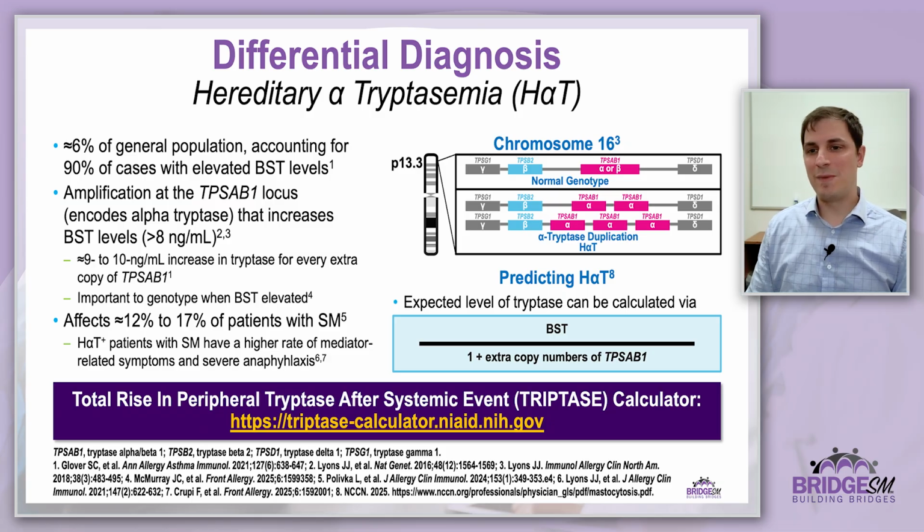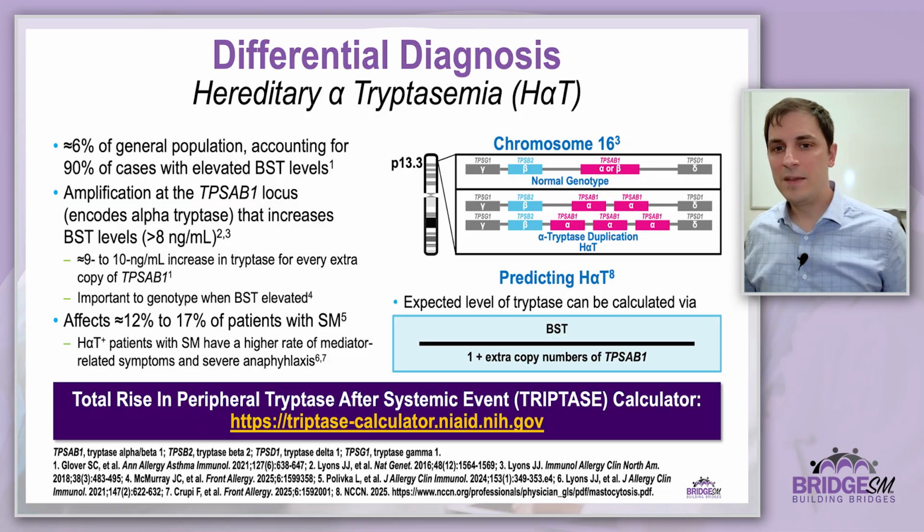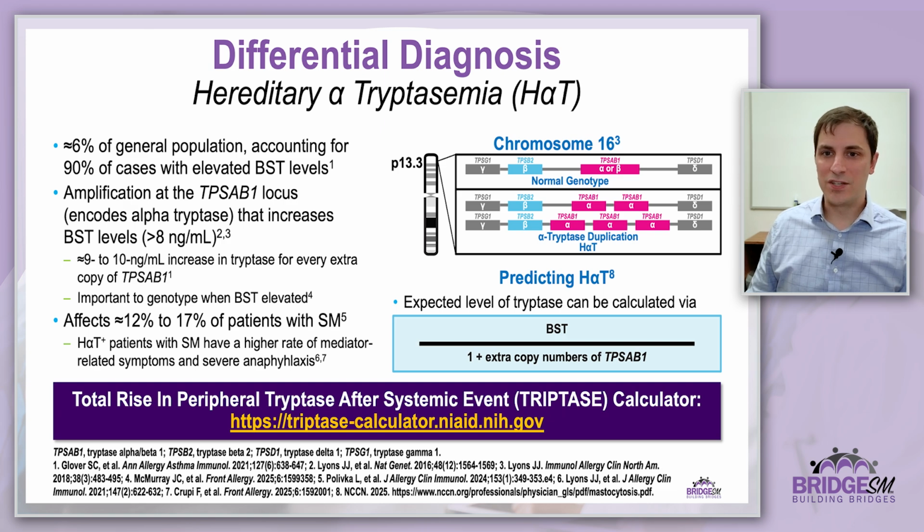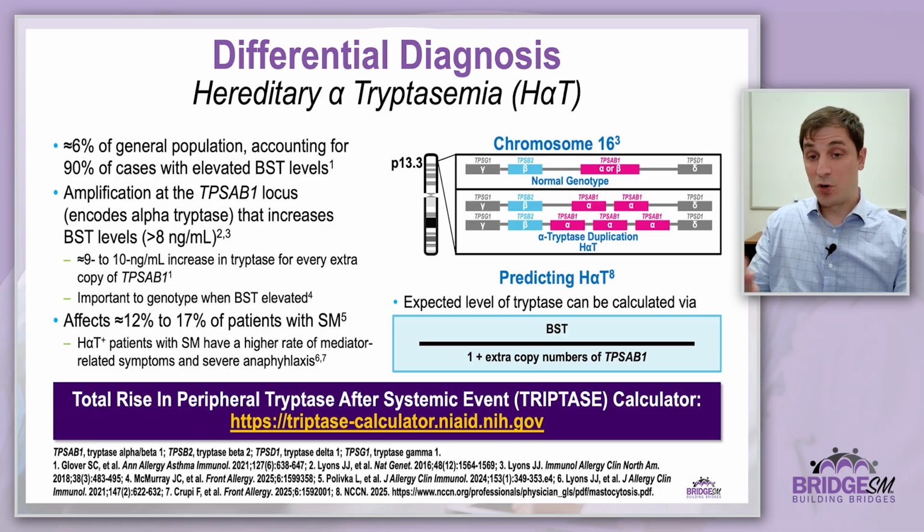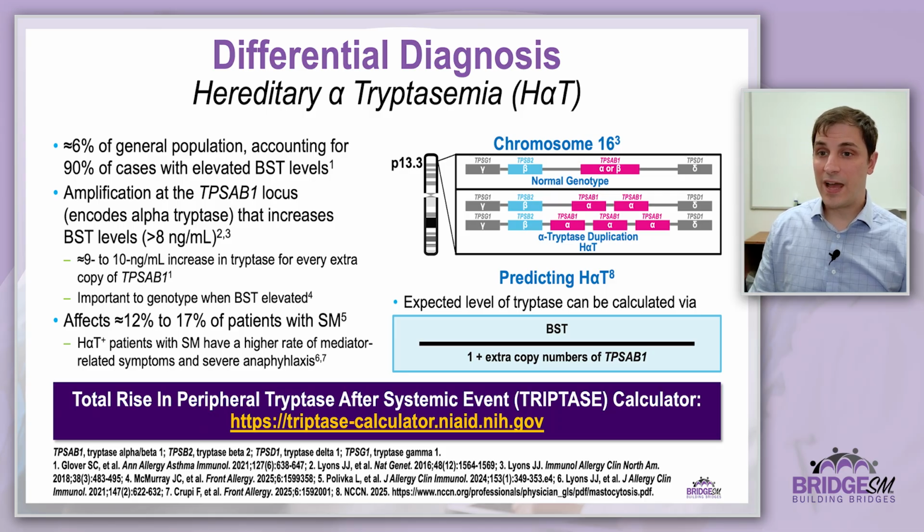Okay, so why does this matter at all for mastocytosis? Well, the minor criteria for systemic mastocytosis is tryptase greater than 20, so you will need to correct your tryptase values for alpha-tryptasemia. So correcting for HAT here, you take your baseline tryptase and you divide by 1 plus the extra numbers of TPS-AB1s. So if you have a duplication, for example, you would have 1 extra copy, so it would be 1 plus 1 equals 2. So you essentially just divide your tryptase in half. Super easy, and you can do it in your head.